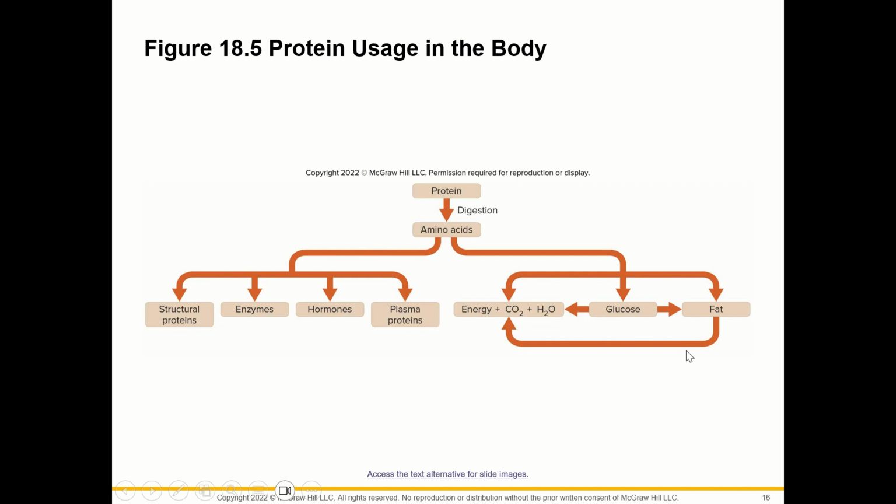Figure 18.5 shows protein usage in the body. We see that protein through digestion is broken down into amino acids, and there's a wealth of things that proteins can do. And so I want to focus your attention on the left side of the figure. You can see that there's structural proteins, enzymes, hormones, and plasma proteins. With that said, from what I understand, you want to use proteins to build. You want to focus more on your glucose and your fats from your diet for your energy. You don't want to have to convert your amino acids into glucose or fat for energy.